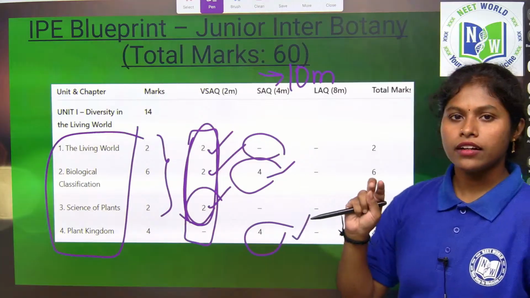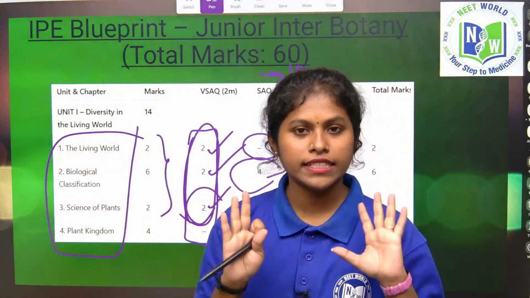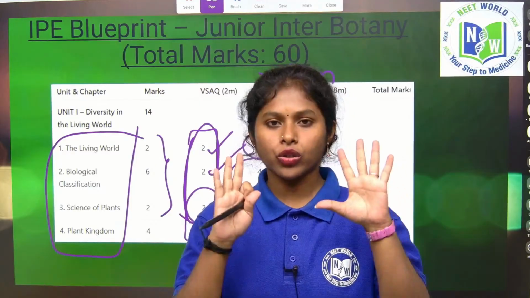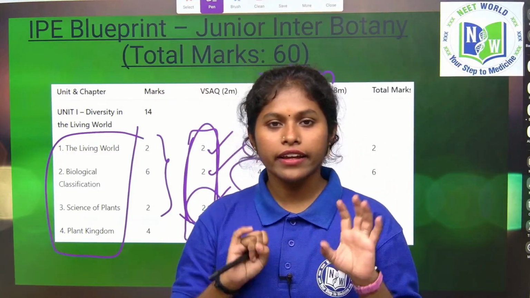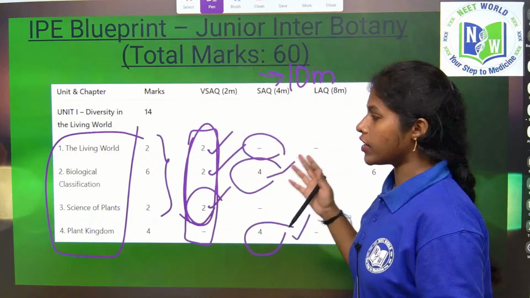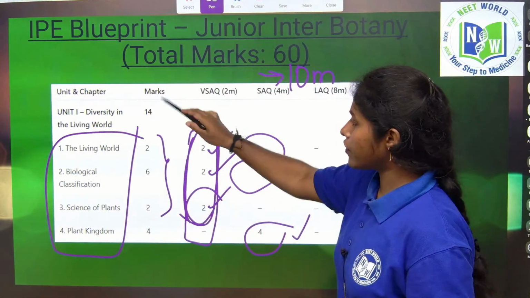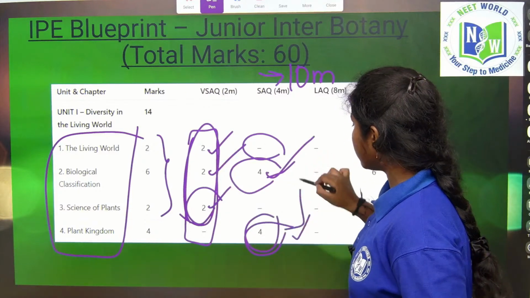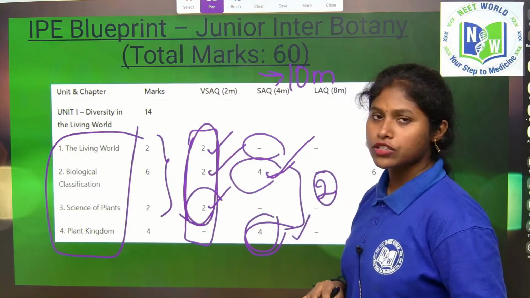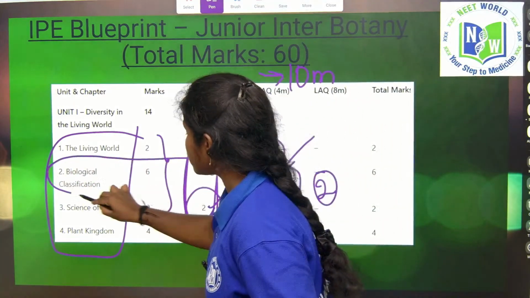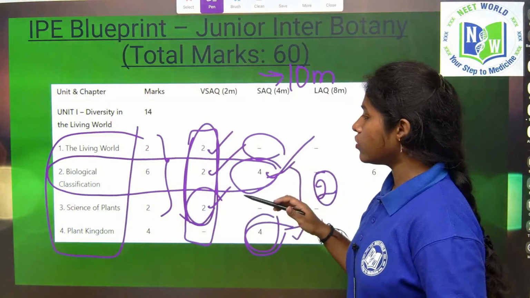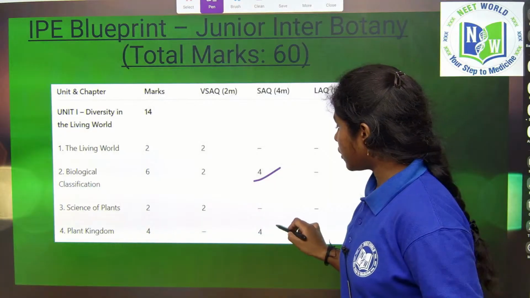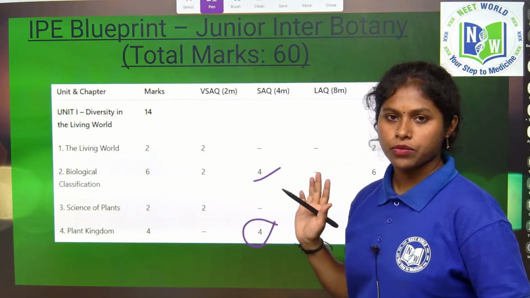In section B, how many questions will appear for your 4 marks questions? They will give 8 questions. Out of 8 you have to write 6 questions, right? In that, 2 are covered in the first unit only. In the first unit, from biological classification and plant kingdom, they will give the 2 short answer questions for sure. If you read the entire biological classification chapter, then you can definitely write the 4 marks question. Here, in plant kingdom also, you are going to write a 4 marks question.